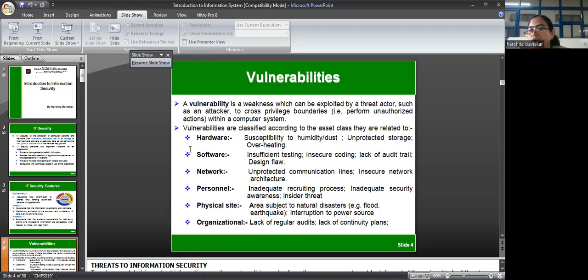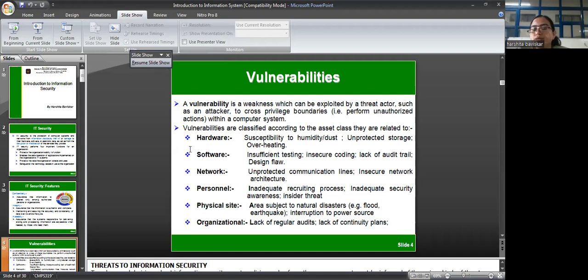First, vulnerability can be caused to information. It may be because of hardware issues. Hardware issues include unprotected storage, overheating problems, humidity, or dust. Software issues can be caused by insufficient testing of an application or the software, insecure coding, lack of auditing, or design flaws. Network vulnerabilities can be unprotected communication lines and insecure network architecture. Personnel vulnerabilities can be caused by an inadequate recruiting process, inadequate security awareness, and insider threat.